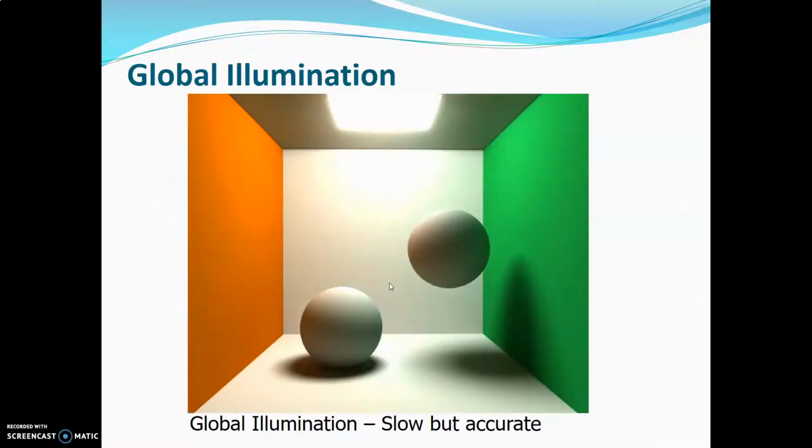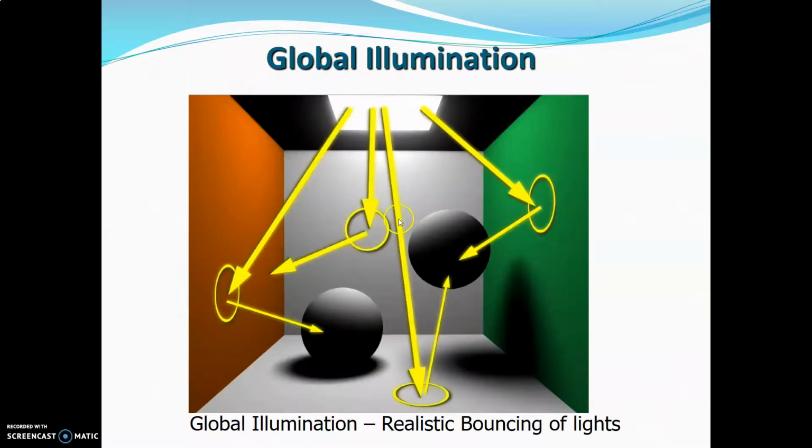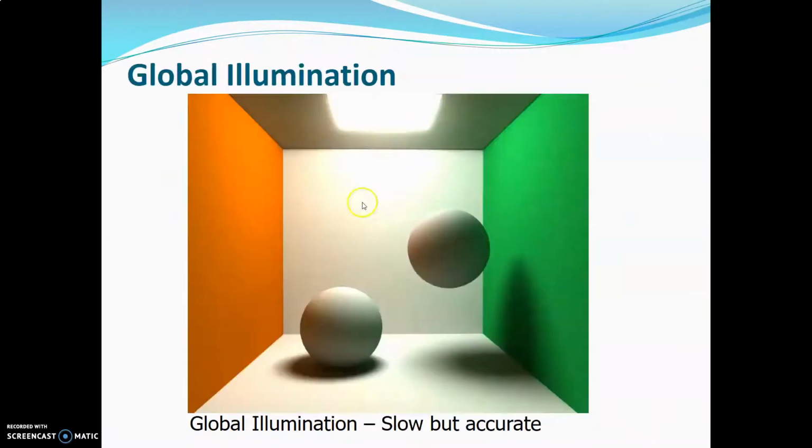Now, with GI turned on, you can see things are starting to look real. And if I go back, see how the energy is bouncing around. You can see there is a bit of orange here, a bit of green there, and maybe a bit of white coloration at the bottom of the sphere.